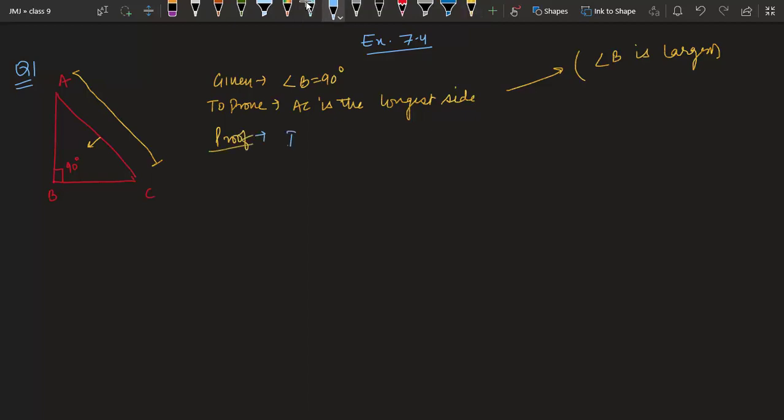In triangle ABC, what we know is angle A plus angle B plus angle C is equal to 180 degrees. Why? Because of the angle sum property of a triangle. Now we know this angle B is 90 degrees. Let's try to find the value of A plus C.